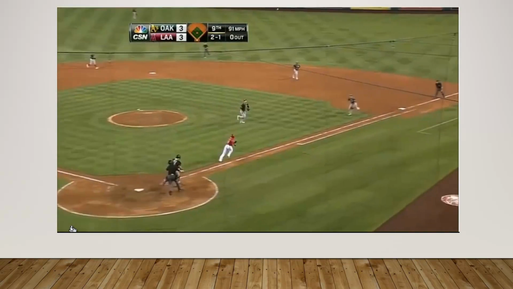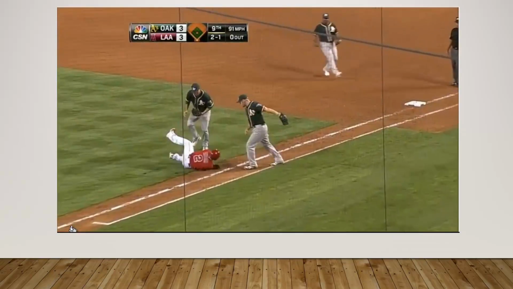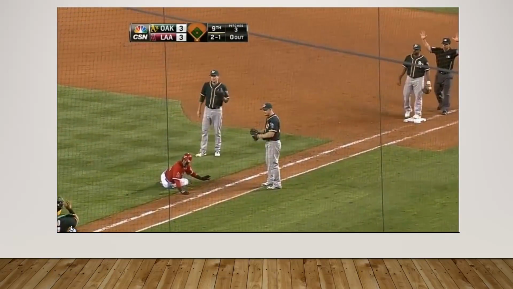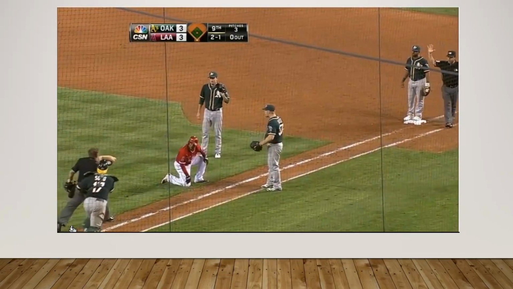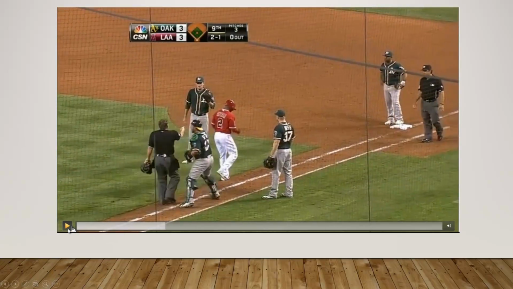Ibar, big bouncer down the first base line, and it's picked up by Otero. And Otero and Ibar run into each other, and they're going to give him first base. So they gave him first base on that.